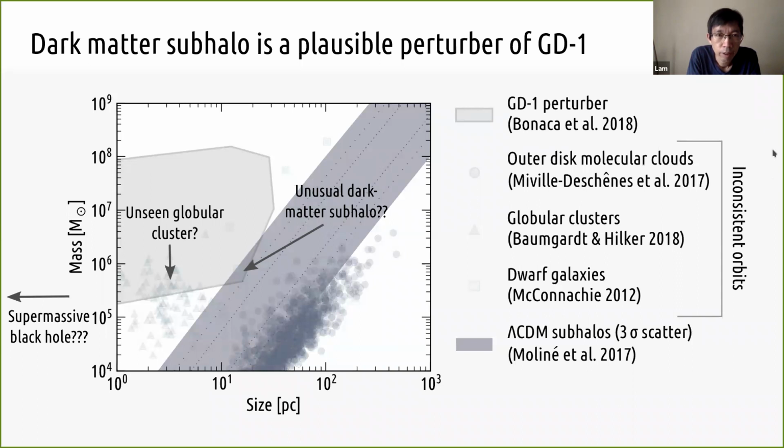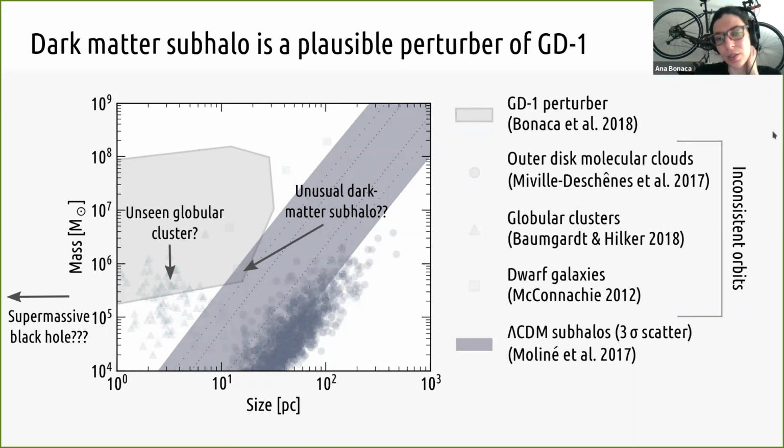And the other question I have is regarding this lambda CDM subhalo, the other gray band. The band spans some range in mass and size. Does that range account for the fact that these lambda CDM subhalos would be tidally stripped themselves inside the Milky Way? Yeah, exactly.